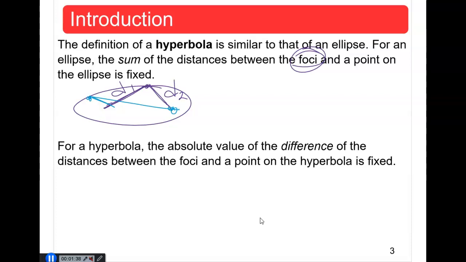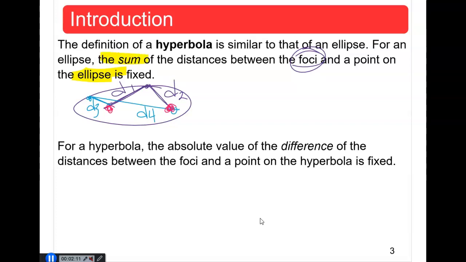Remember, foci is the plural for focus. So that was where the focus was. The addition of those two distances, not that they're equal, but the addition of them will tell us that the distance will be constant, meaning that it will be equal. So with the hyperbola, we have something like that, but in this case, we're not going to look at the sum, but at the difference.